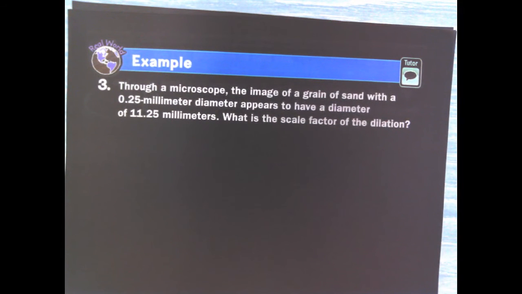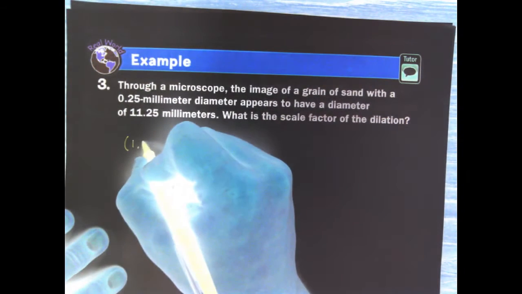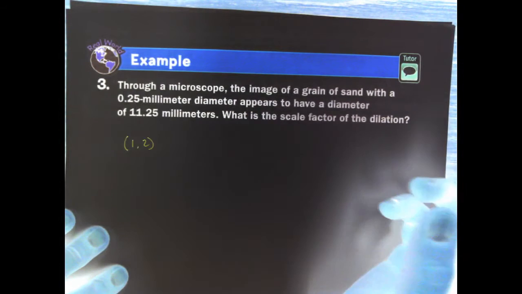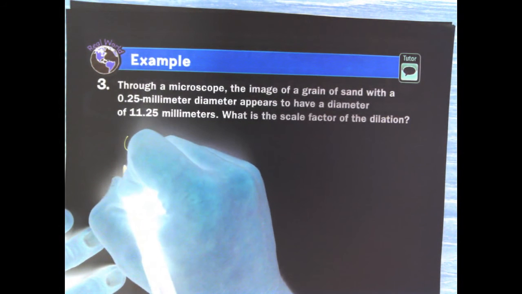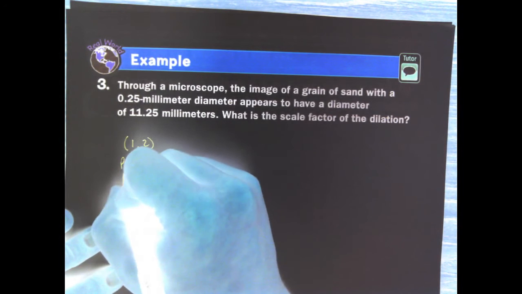So what we need to think about is one of our examples. Let's say I have the point (1, 2). We'll just do one point. This is my pre-image. Pre-image again is the starting point.